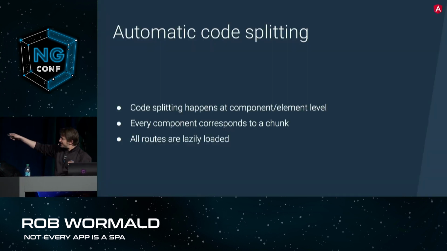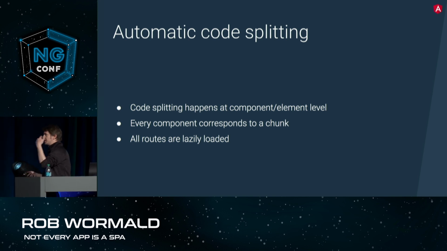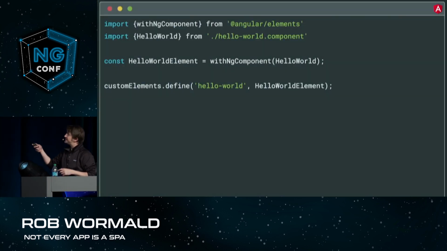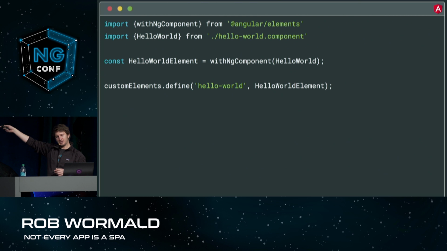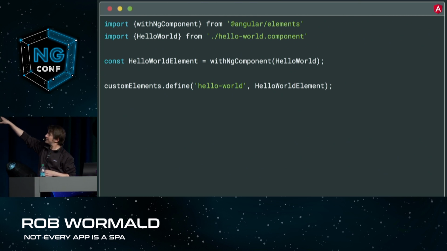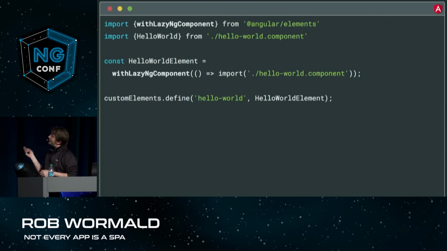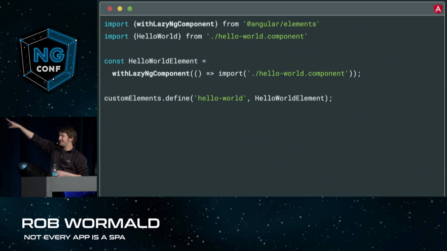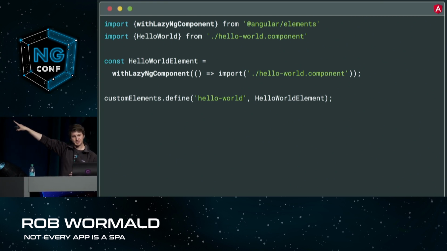Automatic code splitting, I'll just show you this. This is very simple. We want to do it at a component level. Every component should be a chunk. Everything's lazy loaded. How does this look? Well, this is that Angular element we were looking at earlier, right? Here, we're bringing in the element synchronously. It's all baked together. We can change this very simply. We have a different mix-in with a lazy ng component here. We use that dynamic import syntax we talked about earlier.